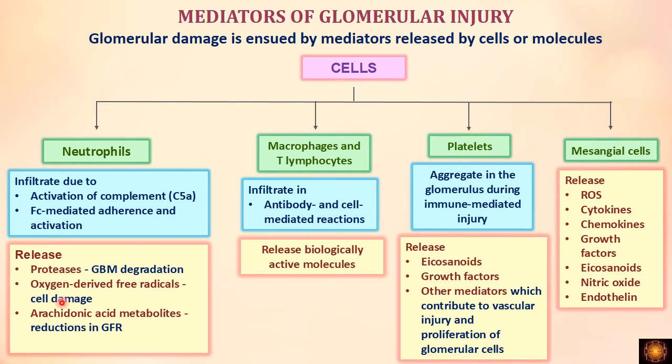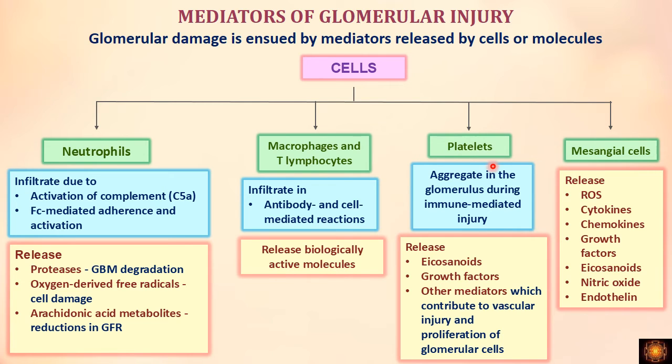They also release the arachidonic acid metabolites, which will reduce the glomerular filtration rate. So these are the effects of the neutrophils which infiltrate there. Then we also have the infiltration of the macrophages and the T lymphocytes and the antibody-mediated immune mechanisms and cell-mediated reactions. Now these macrophages and the T lymphocytes release several chemical mediators which cause more inflammatory response and also cause damage to the tissues.